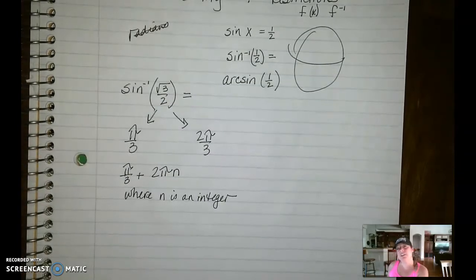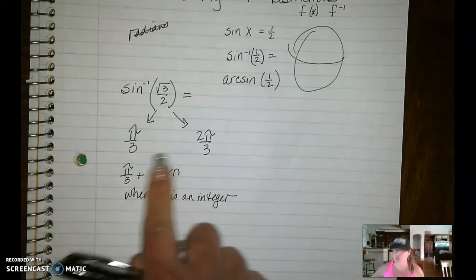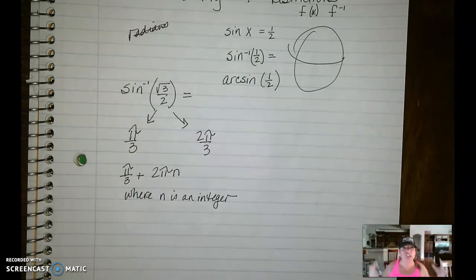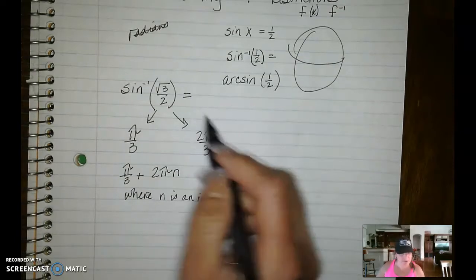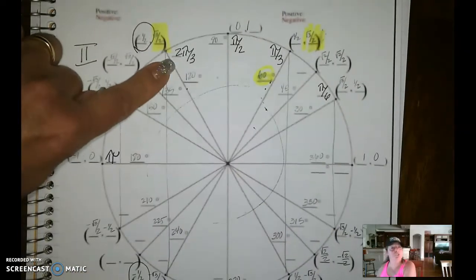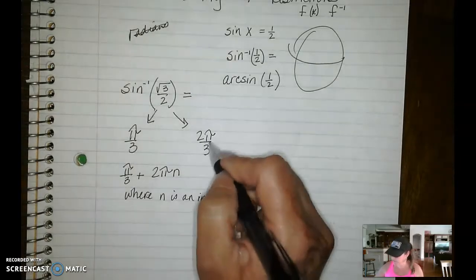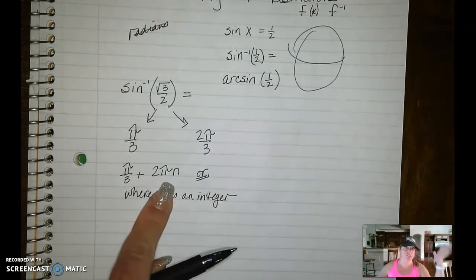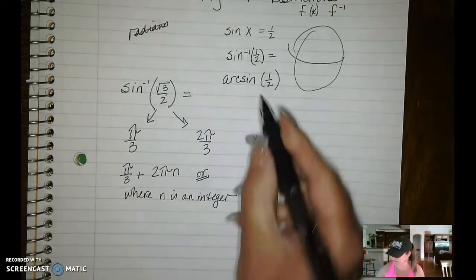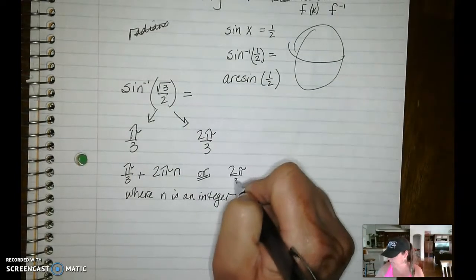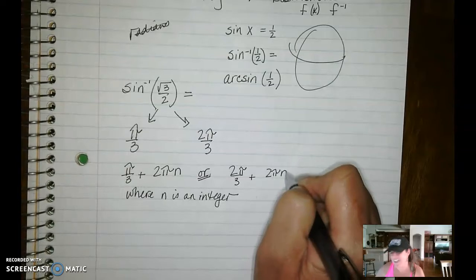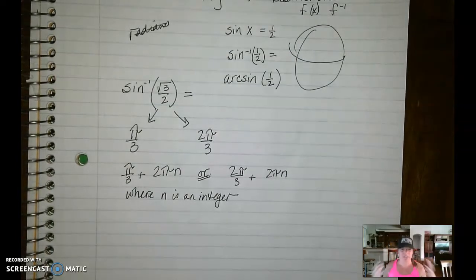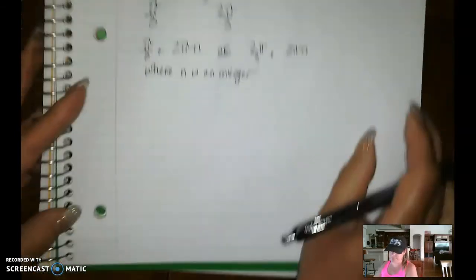So this is kind of like our reference angle, and this 2 pi n is taking care of the gazillion different times that you can add and subtract 360 degrees. The other possibility is over here at 2 pi over 3. So one of your answers is going to be pi over 3 plus 2 pi n, add and subtract a million of them, or it's going to be 2 pi over 3 plus 2 pi n, where again, you're adding or subtracting a gazillion of them.